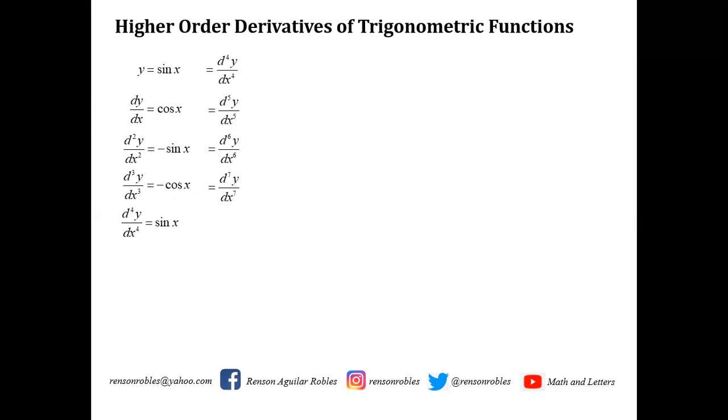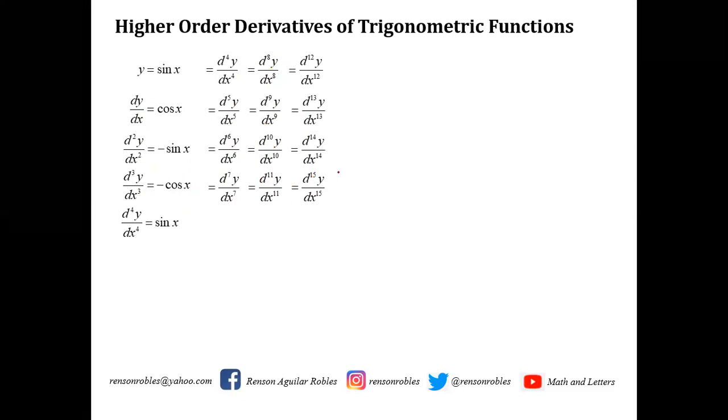As we continue on the sequence of higher order derivatives, you will observe that the eighth derivative of y in terms of x is the same as the fourth derivative, the ninth derivative is equal to the fifth derivative, the 10th derivative is equal to the sixth derivative, and the 11th derivative is also equal to the seventh derivative, and so on. So the 12th, the 13th, the 14th, the 15th derivatives are equal to the 8th, the ninth, the 10th, and the 11th derivatives respectively.